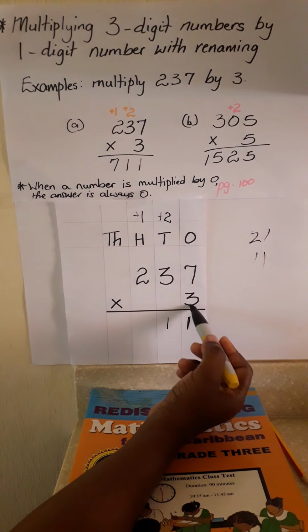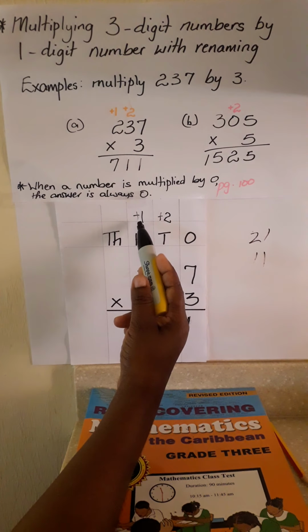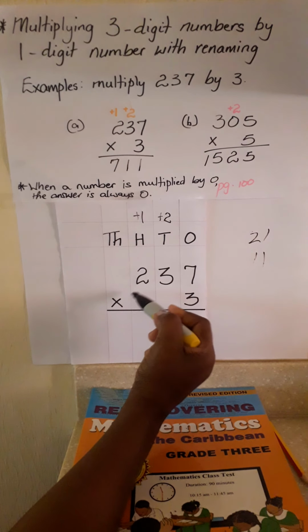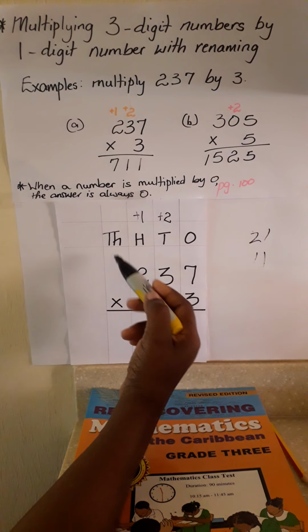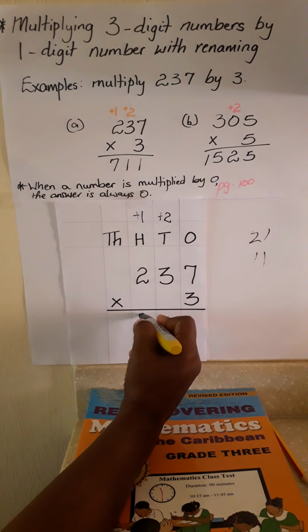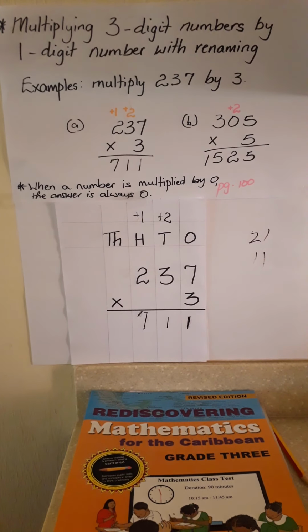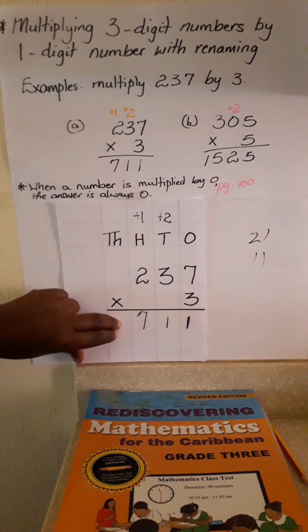So let's go now. 3 times 2 gives us 6. But remember, we can't forget the 1 that we carried over. 3 times 2 gives us 6. Add the 1 we brought over, makes it 7. And that gives us the answer of 7. So our answer for 237 times 3 is 711.